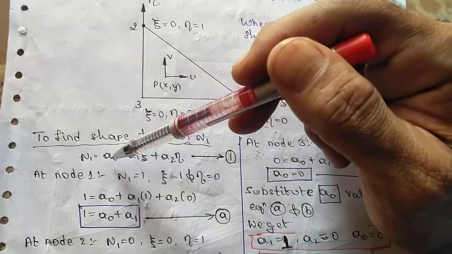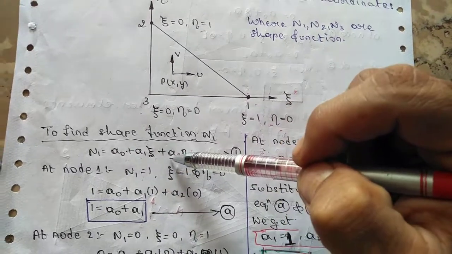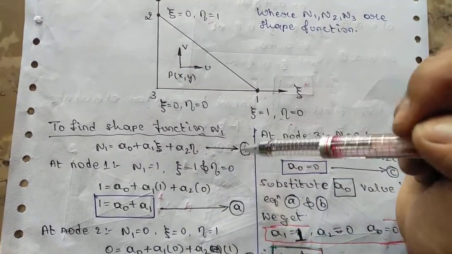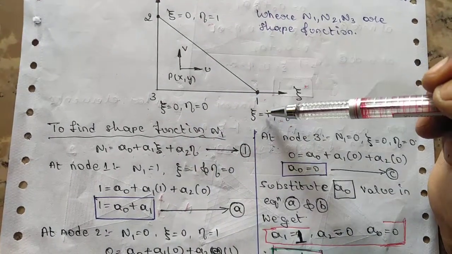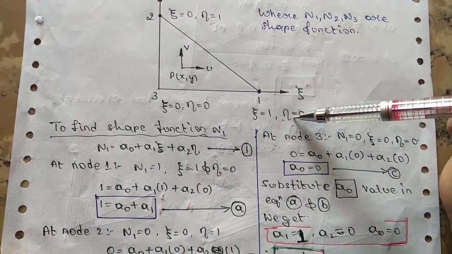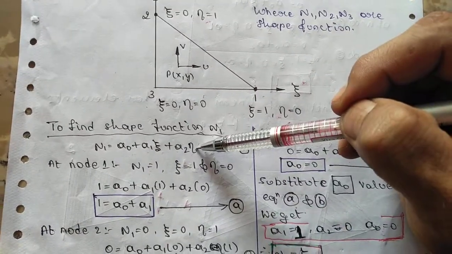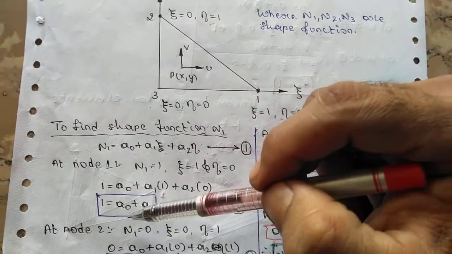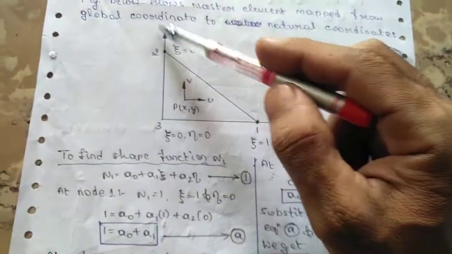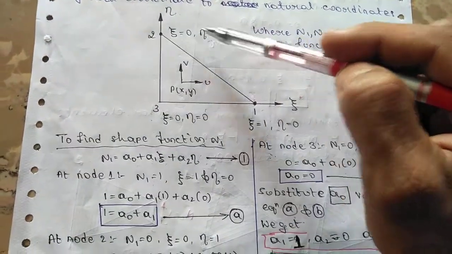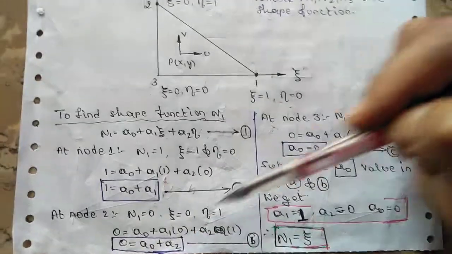The shape function equation is given by N1 equal to a0 plus a1 xi plus a2 eta. So this is equation 1. At node 1, the point xi is 1, eta is 0. So I am substituting xi is 1, eta is 0. After substitution you'll get this equation A. And at node 2, xi is 0, eta is 1. So we will get this one.